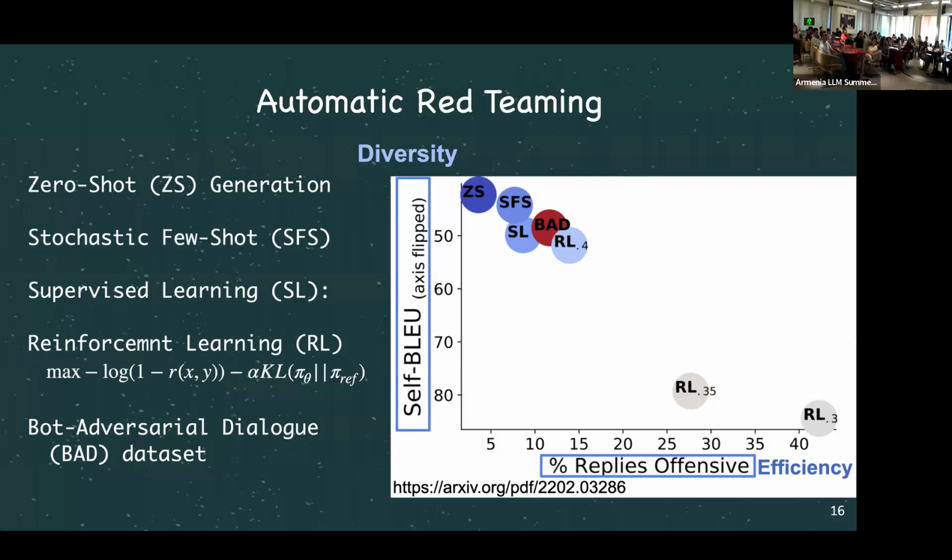And at the bottom right, there is a Pareto plot, where diversity is in tension with efficiency. At the bottom right are some RL techniques, where you try to maximize a reward, and the reward you want to find is harmfulness. Okay.